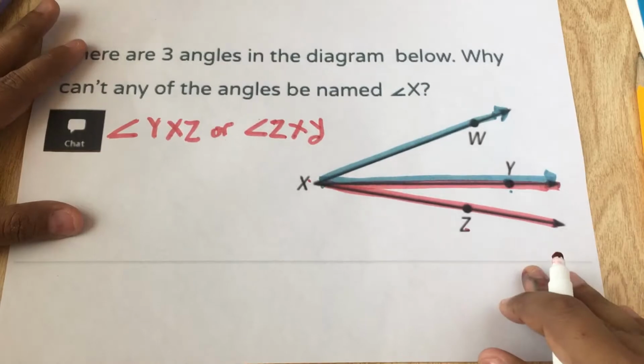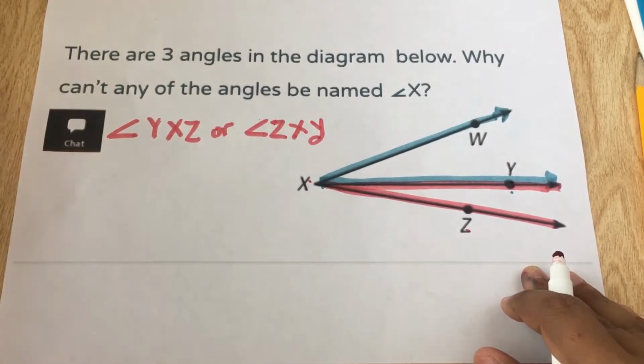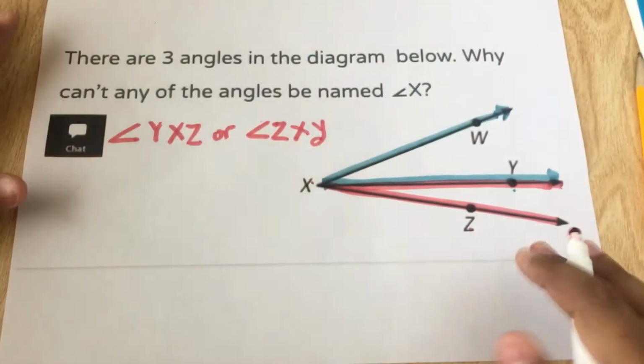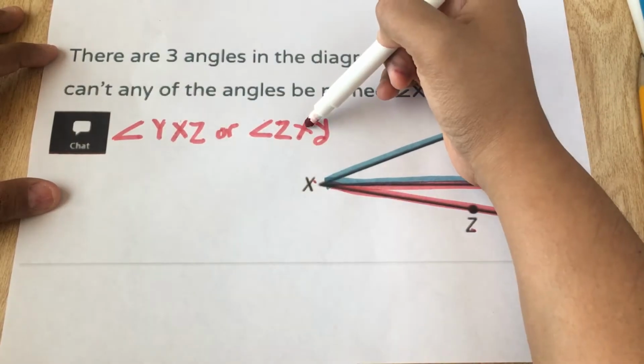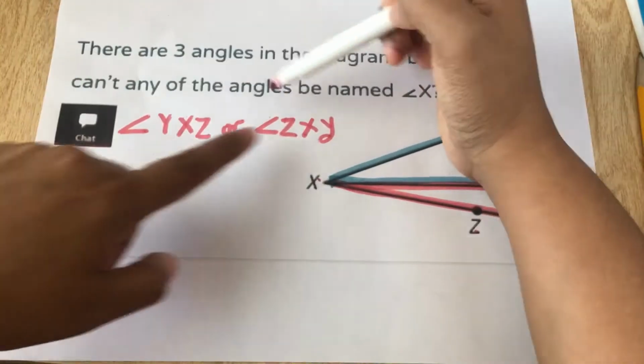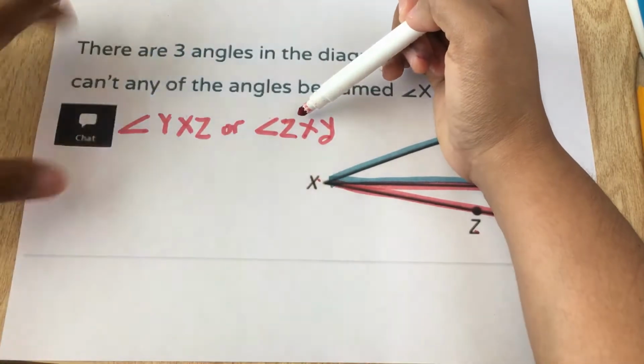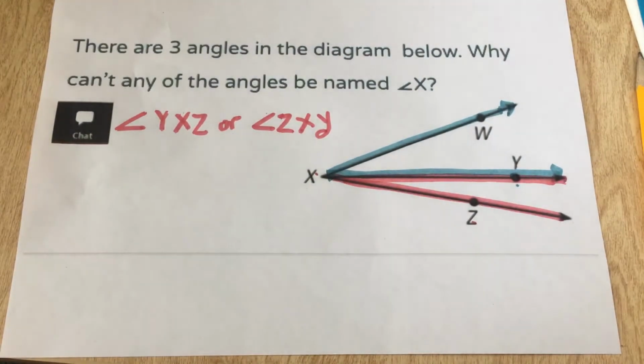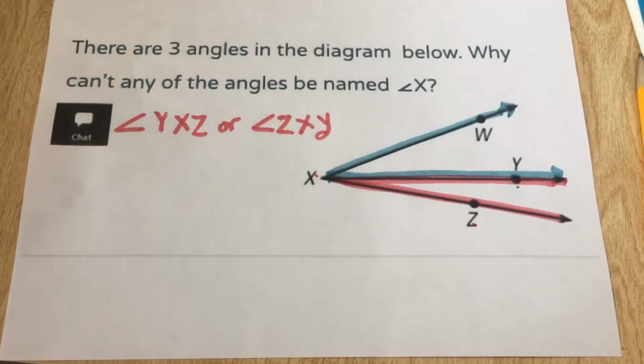Just like when I called the Alberts, I still had to call them Albert plus their last name initial. Same thing, whichever direction you name it, you still have to include the vertex in the middle. Now let's take a look at the top angle.